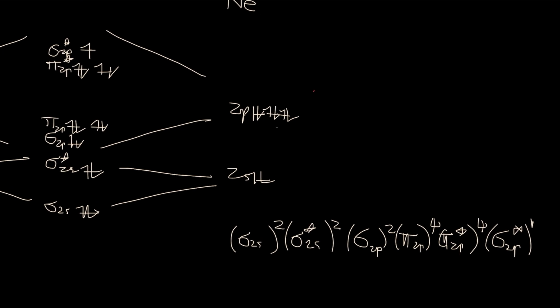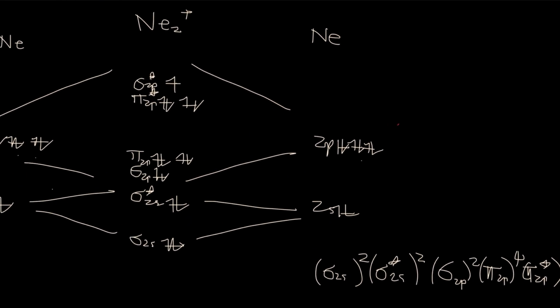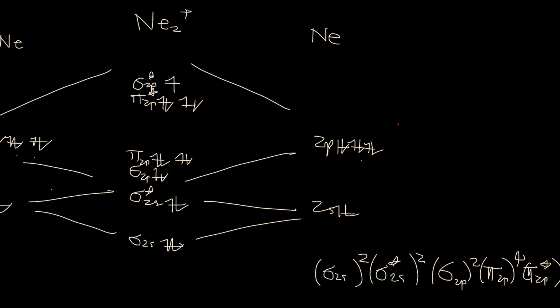That is the configuration. Other questions they will ask you is to identify the lowest unoccupied orbital, which you would just look at which one up here is unoccupied, but in this case it's all occupied. They will also ask you what is the highest occupied molecular orbital. So you just look at the highest orbital that has an electron.